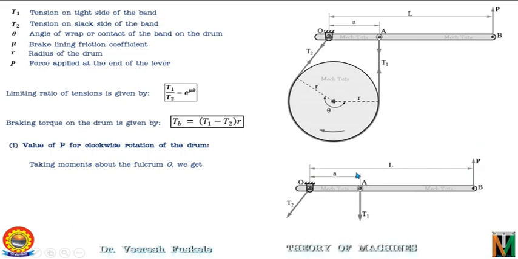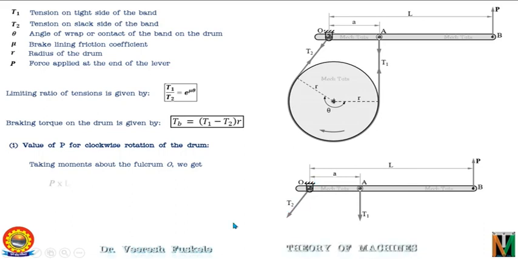Further, the tension T1 will rotate the lever in the clockwise direction about the fulcrum O, so the moment will be negative and the magnitude will be T1 multiplied by the perpendicular distance of line of action of T1 from the fulcrum point O, which is A as seen in figure. As tension T2 is passing through the fulcrum point, its moment about O will be 0 as the distance of T2 from O is 0.